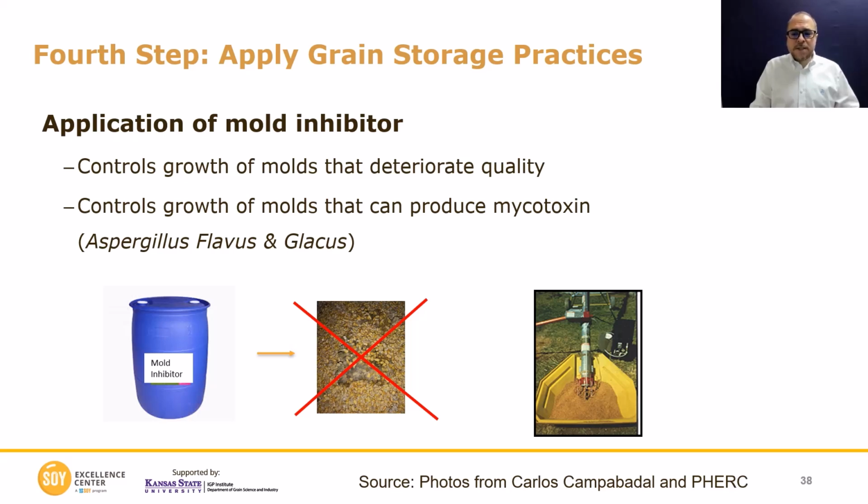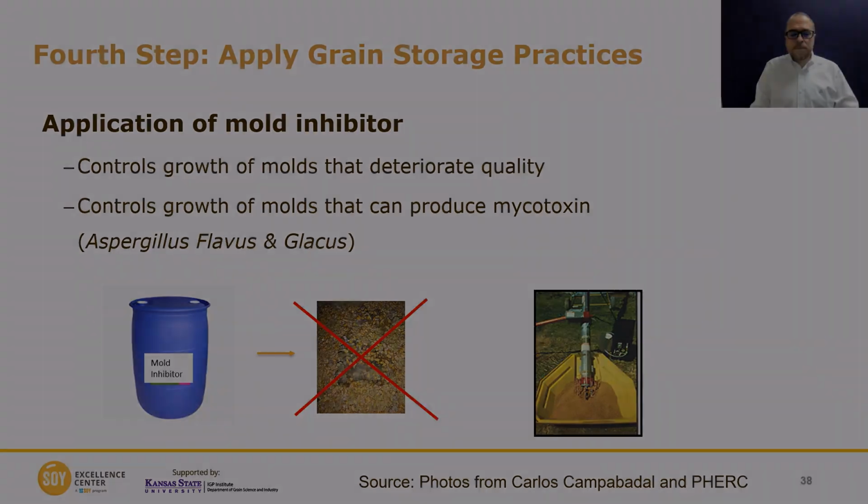Keep in mind that since the majority of those products are acids, they could end up corroding the metal handling and storage equipment that you have in your silo. So always use them if you really have mold problems in your grain. Also keep in mind that mold inhibitors will prevent mold from growing but will not destroy mycotoxins.